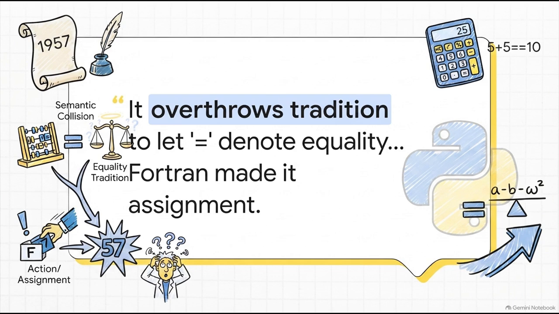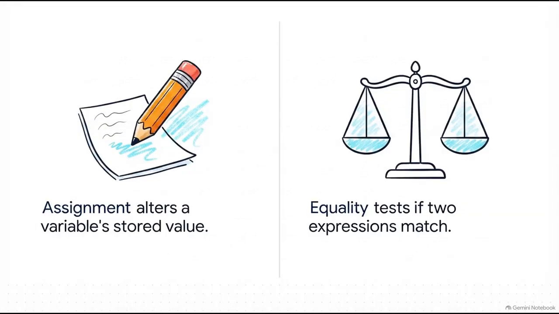For over a century, mathematicians used the equal sign to state that two things were inherently the exact same. But by making the equal sign an action, literally forcing a value onto a variable, early language designers created this semantic collision that we are still dealing with in Python today. So here's how it plays out in Python.